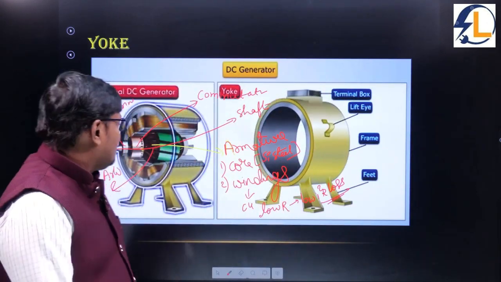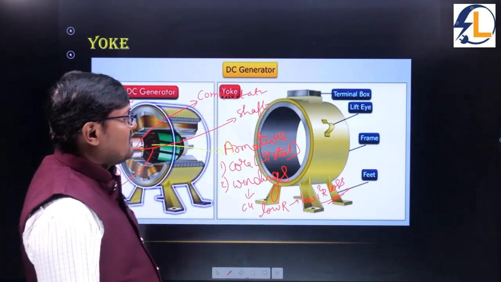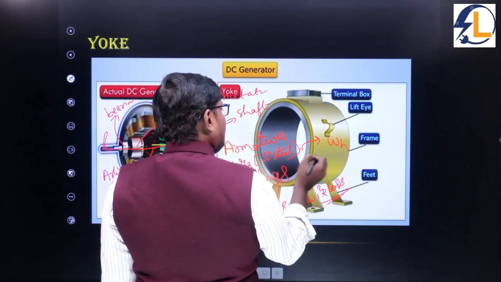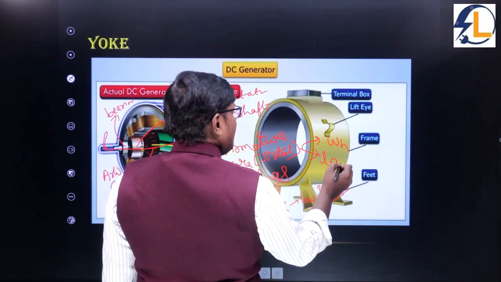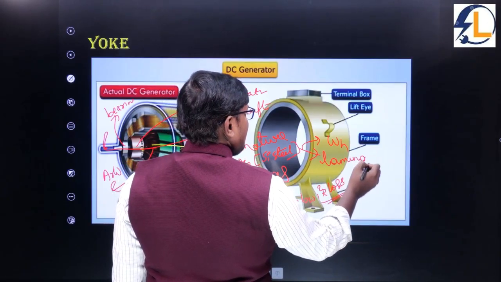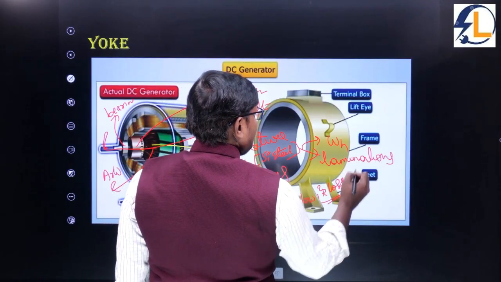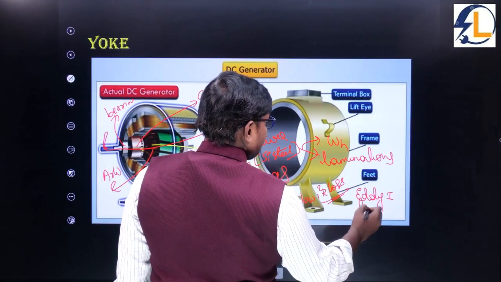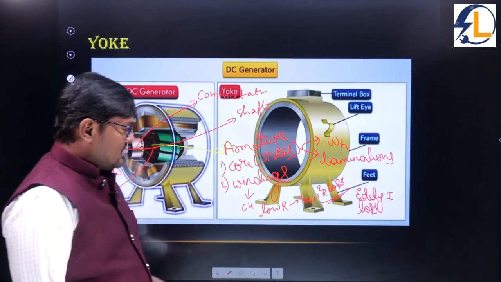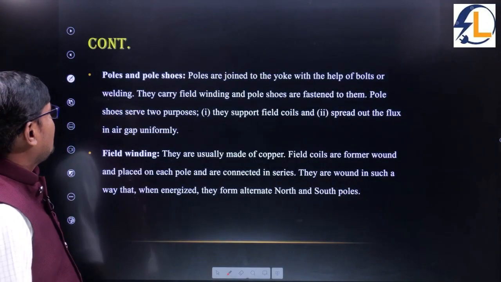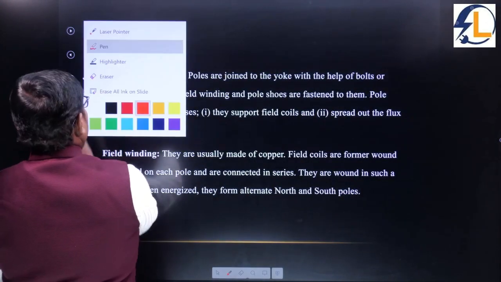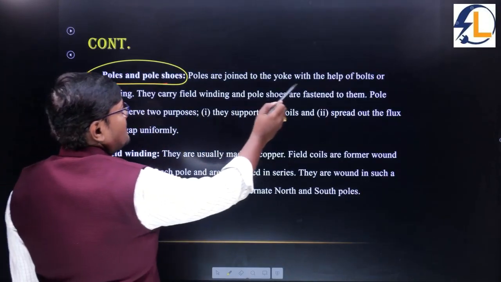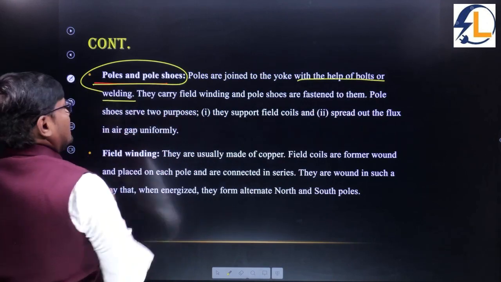Okay, and why are we using silicon steel? In order to reduce the hysteresis loss, and laminations are provided. In any machine, laminations are provided in order to reduce the eddy current losses. And see here, poles and pole shoes. Poles are joined to the yoke with the help of bolts or welding.